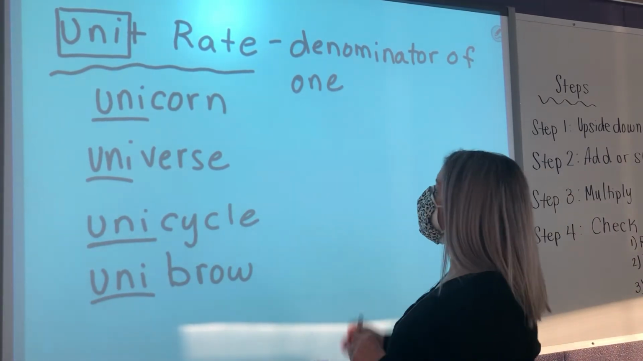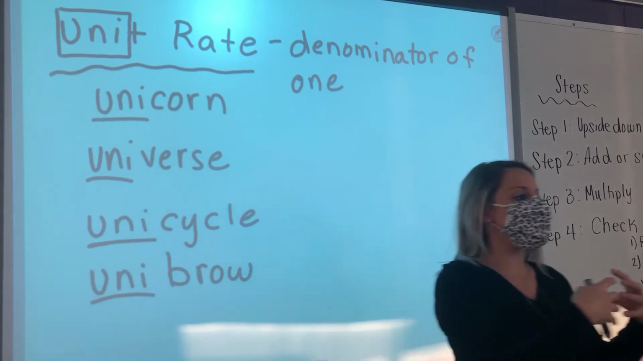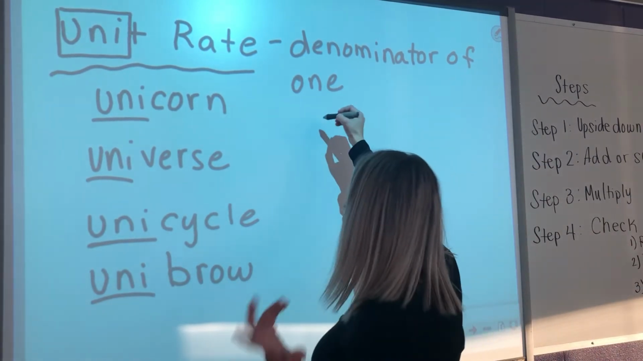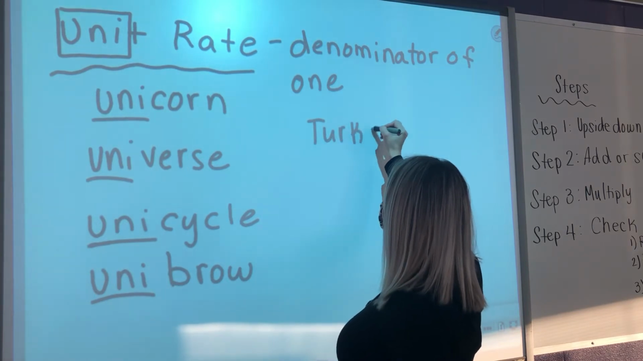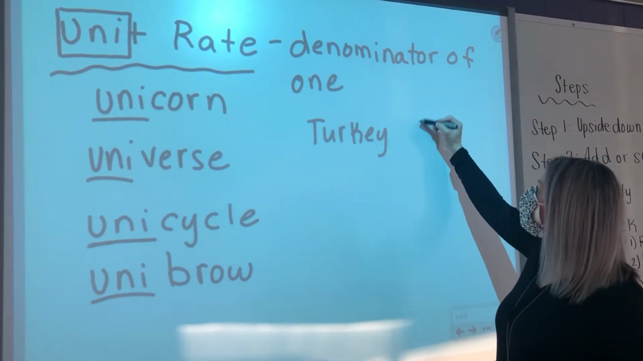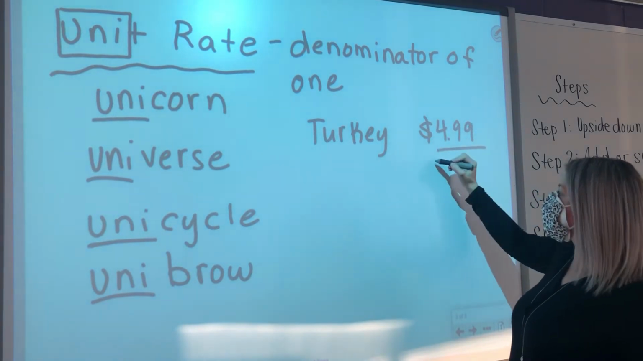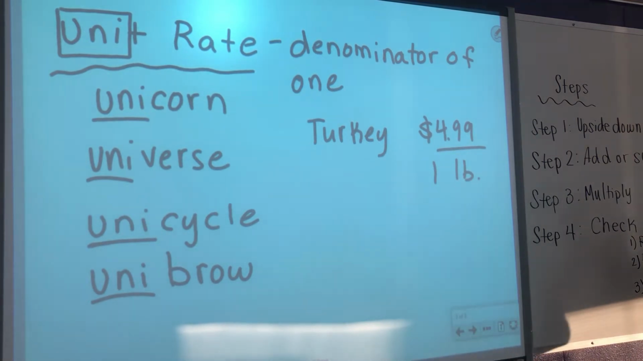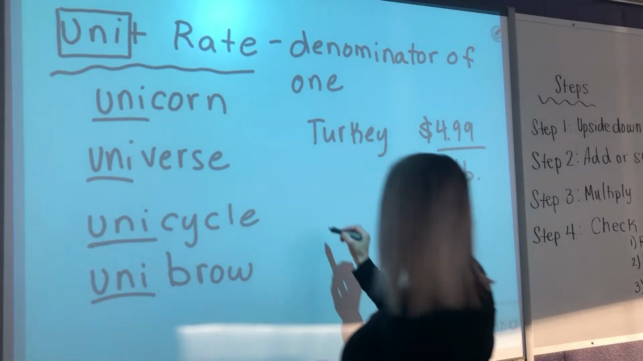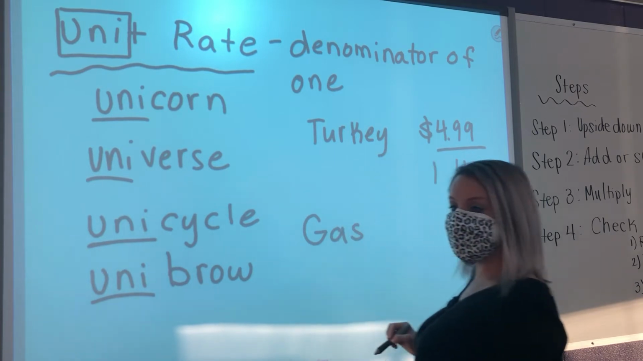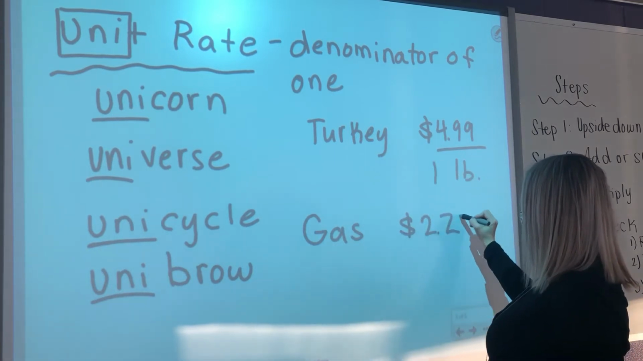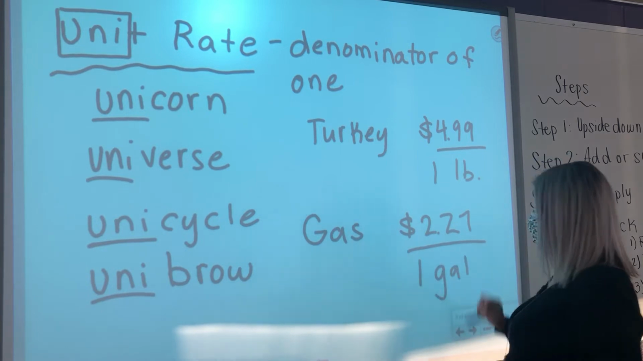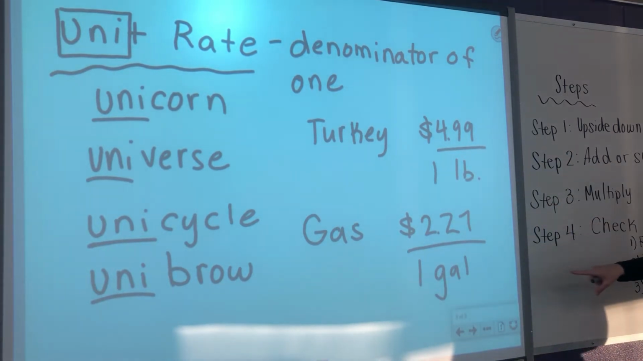Okay, so if I am talking about the price per pound, let's say at the grocery store, I want to go to the deli counter, and right now turkey is $4.99 per pound. Okay, that is a unit rate because we're paying for 1 pound. Okay, right now, gasoline, okay, $2.27 for 1 gallon.